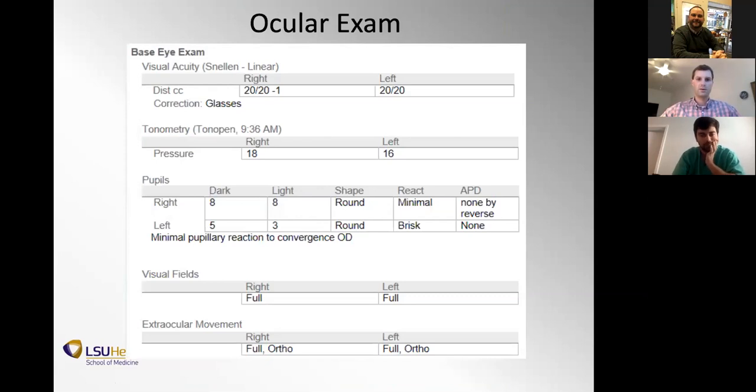So her exam showed a visual acuity of 20/20 in both eyes. Pressure was within normal limits. As we saw in the prior image, her right pupil was very large, very minimally reactive. There was no APD by reverse, and there was minimal pupillary reaction to near vision on convergence. Otherwise, extraocular movements were full. There were no deficits appreciated there, and her visual fields were full.